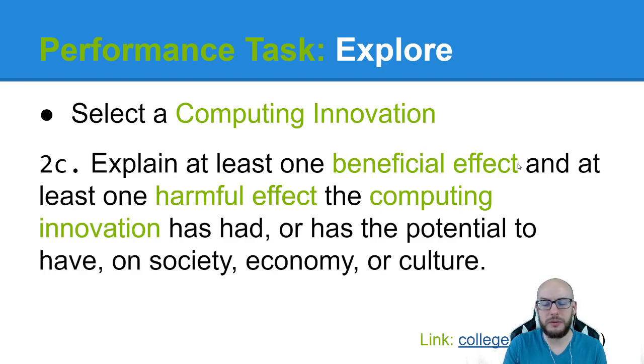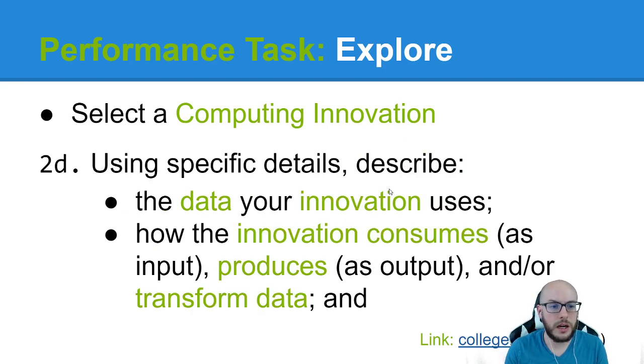A beneficial effect of Amazon.com is that people can readily get a hold of things that they need. A harmful effect to maybe the economy is that they undercut prices, and so brick and mortar retailers start to go out of business. Those are examples. The reason we're talking about it now, when we're talking about selecting a computing innovation, is that if you can't answer this when you're selecting a computing innovation, then you probably want to select something else. That's all.